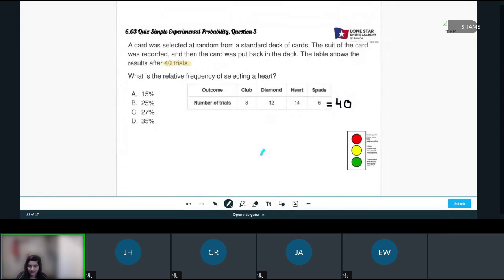What is the relative frequency of selecting a heart? Heart happened 14 times. So let's say 14 over 40. 14 out of 40 times was the heart, right? If you simplify by 2, you get 7 out of 20.